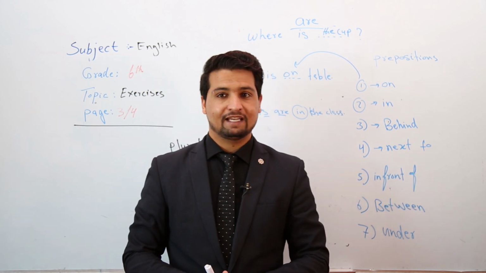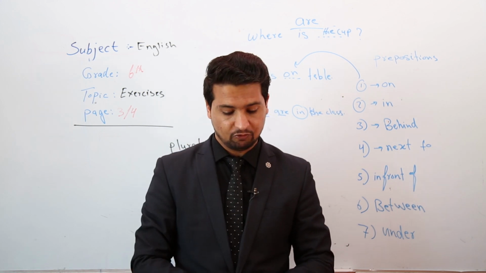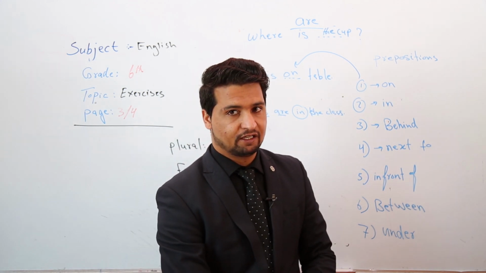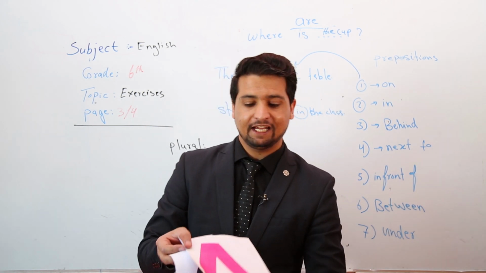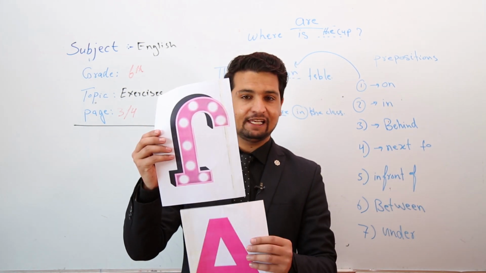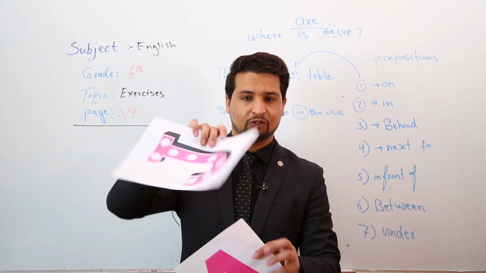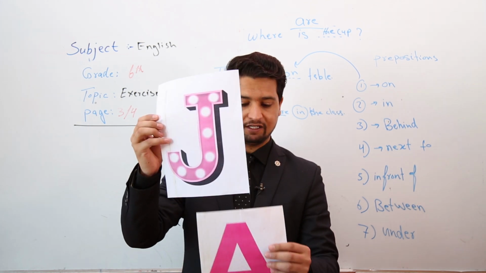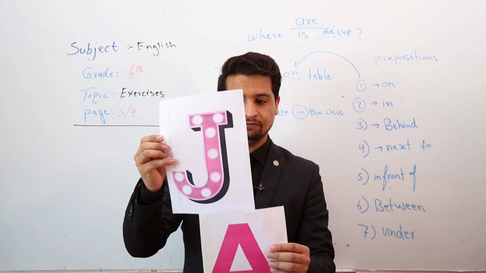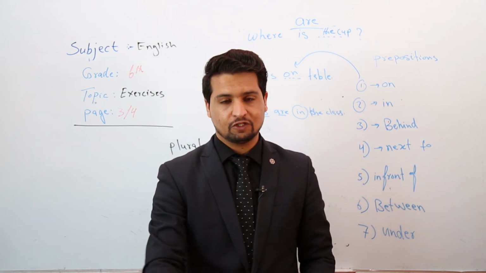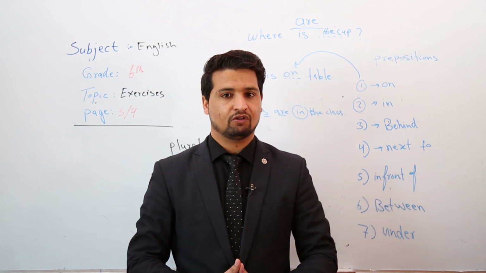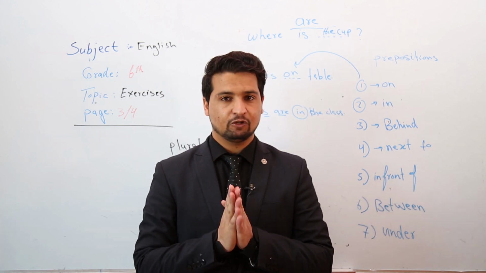And the last one is under. Right? What? Under. So see here, where is the A letter? The A letter is under the J. Right? A letter is under the J. So this is our lesson to learn prepositions, right? These are the prepositions and you need to learn them.